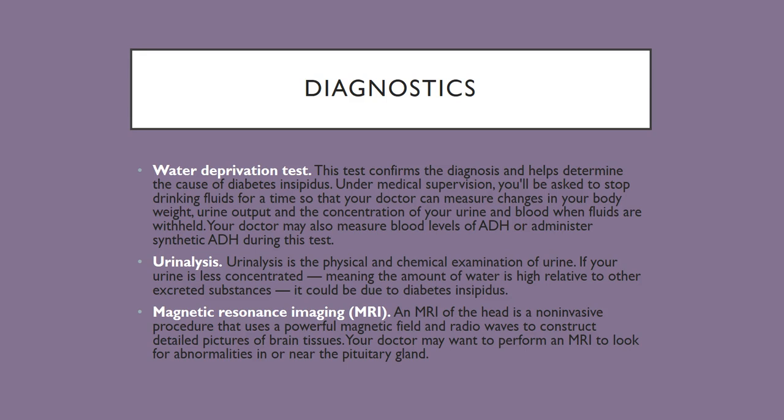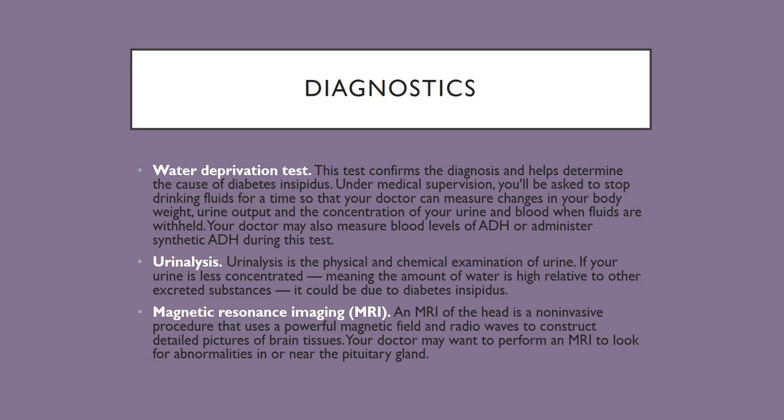Under medical supervision, you'll be asked to stop drinking fluids for a time so that your doctor can measure changes in your body weight, urine output, and concentration of urine and blood when fluids are withheld. Your doctor may also measure blood levels of ADH or administer synthetic ADH during this test. They'll also do a urinalysis. This is the physical and chemical examination of the urine.